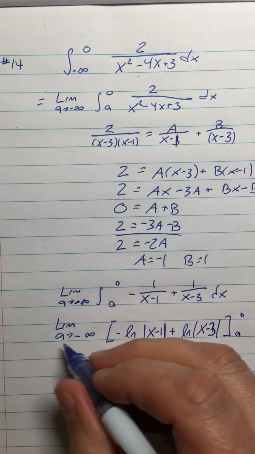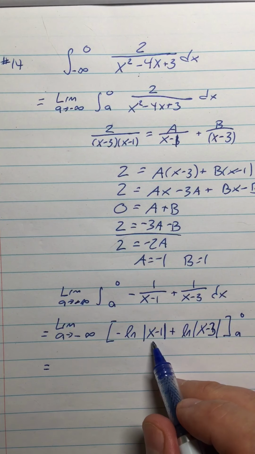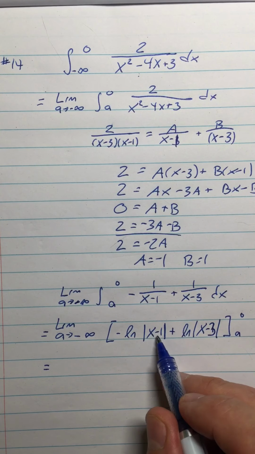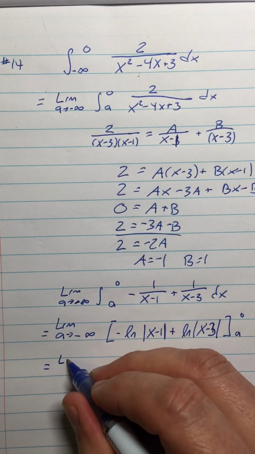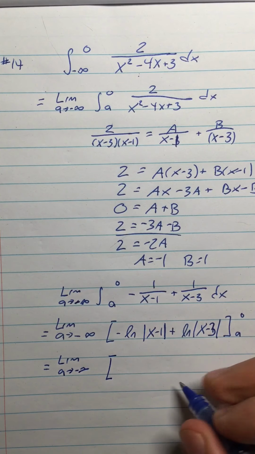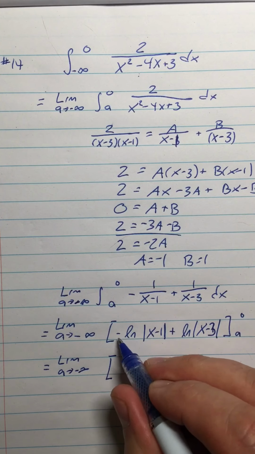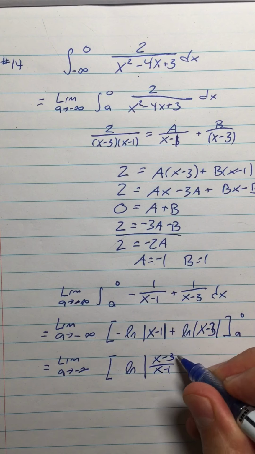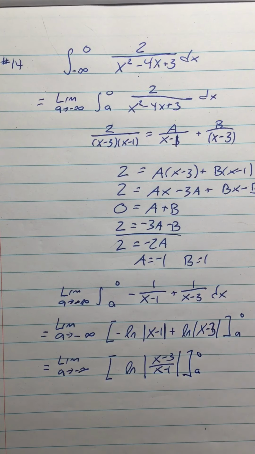So I've got to pull this log trick again, because this is going to negative infinity. The absolute value will go to positive infinity, so this will go to negative infinity and this will go to positive infinity. I can't really tell where it's going to go as a result unless I rewrite this as a fraction. Since the x minus 1 is negative, it goes in the denominator. So this is ln of absolute value of x minus 3 over x minus 1, from a to 0.